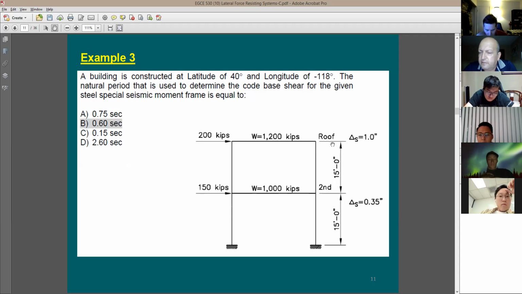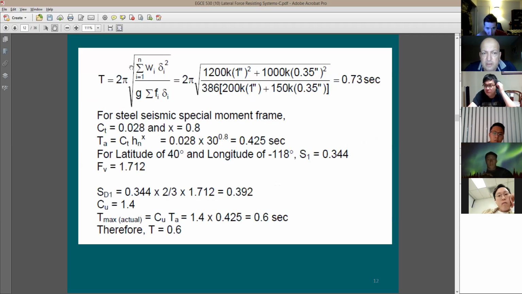The question is, when I use the code equations, what natural period should I use? So first, I need to do the accurate, and then second, I need to do the approximate natural period, and then do the comparison and find out C sub U. This is going to be the practice or the exercise I need to do here. I'm going to do the accurate method to determine the natural period. So I have a good example. I have all numeric values.